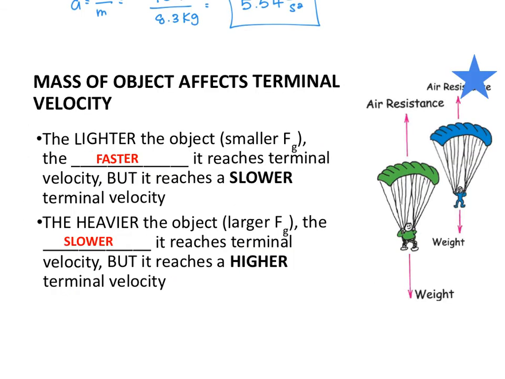Now, when I talk about terminal velocity, it is important to know that the mass of the object will affect it. So a lighter object with a smaller force of gravity will reach its terminal velocity faster because it doesn't have as much to overcome. However, because it is lighter, it's going to have a slower terminal velocity compared to heavier objects. Now, a heavier object with a larger force of gravity is going to be slower at reaching its terminal velocity. However, because it takes a lot longer to reach terminal velocity, it has a faster terminal velocity as opposed to those of a lighter weight.